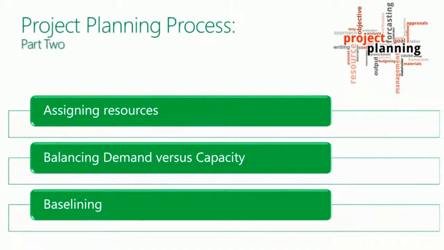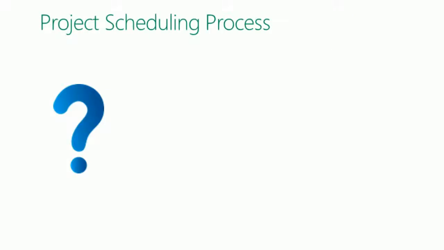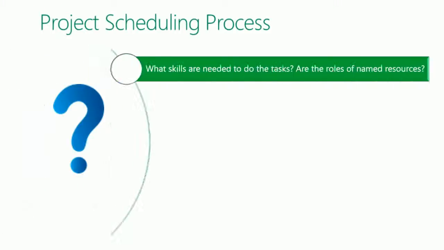So the project scheduling process, when we start talking about resources, we talk about what skills are needed to do the tasks. Are they roles or are they named? Project allows both. In a perfect world, we probably have roles in the templates, and we have probably named resources in the projects. Not always, but sometimes.